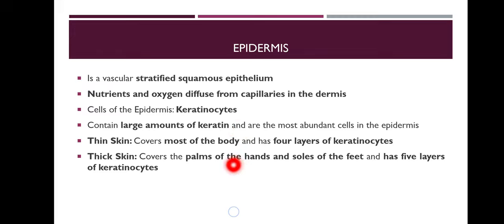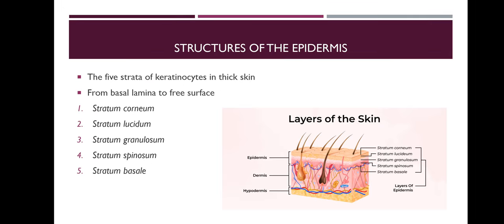The epidermis consists of thin skin and thick skin. Thin skin covers most of the body and has 4 layers of keratinocytes, whereas thick skin covers the palms of the hands and soles of the feet and has 5 layers of keratinocytes. Next, the structure of the epidermis. The epidermis is further divided into 5 strata. The 5 strata of keratinocytes in thick skin, from the basal lamina to the free surface, are the stratum corneum, stratum lucidum, stratum granulosum, stratum spinosum, and stratum basale.